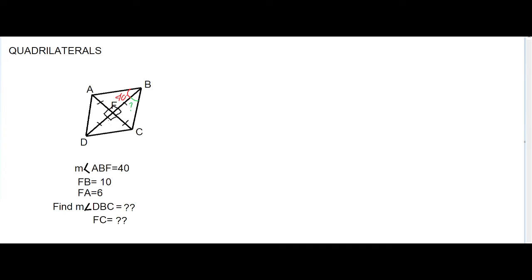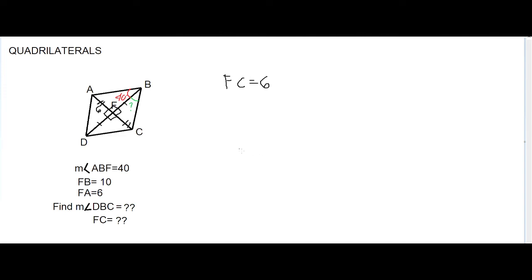Ngayon, FA is equal to 6. This one is 6. You are finding the value of FC. Kung equal yan kay FC, you have 6. So, your FC is equal to 6. Kasi, yung FA mo is equal to 6.